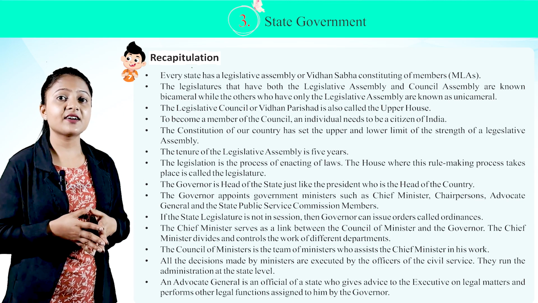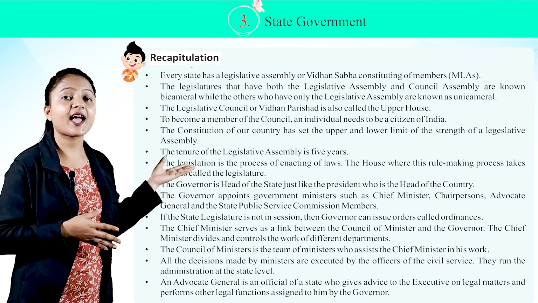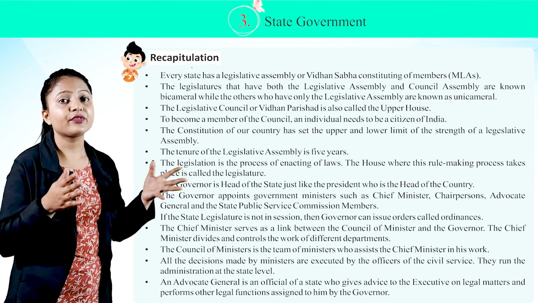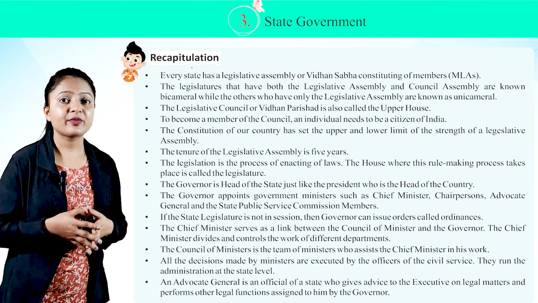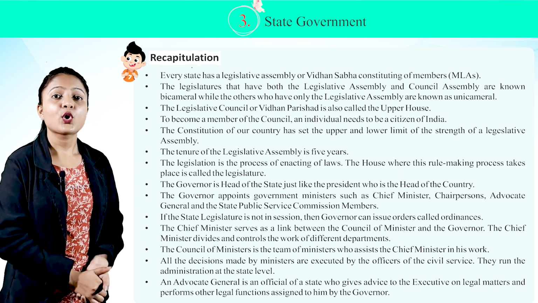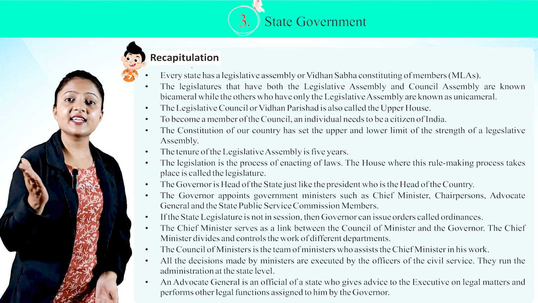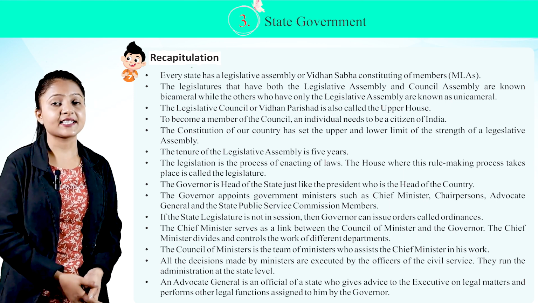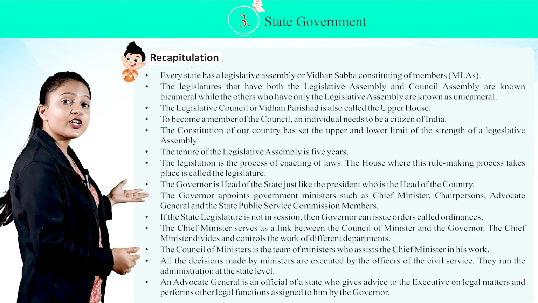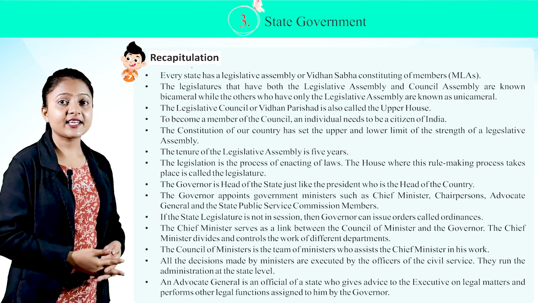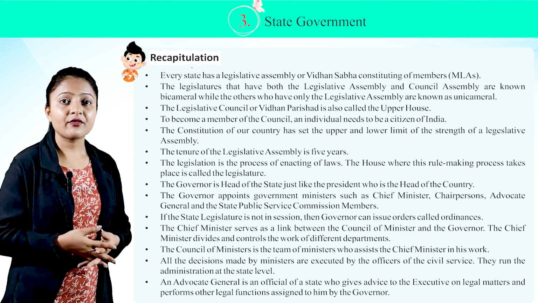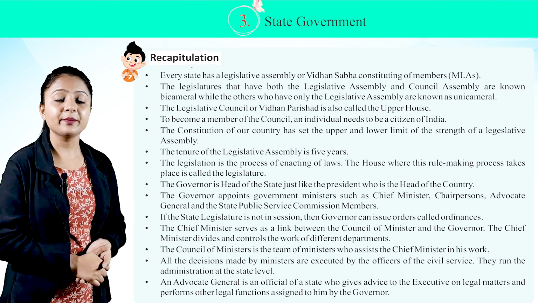The chief minister serves as a link between the council of ministers and the governor. The chief minister divides and controls the work of different departments. The council of ministers is the team of ministers who assist the chief minister in his work. All the decisions made by ministers are executed by the officers of the civil services. They run the administration at the state level. An advocate general is an official of a state who gives advice to the executive on legal matters and performs other legal functions assigned to him by the government.